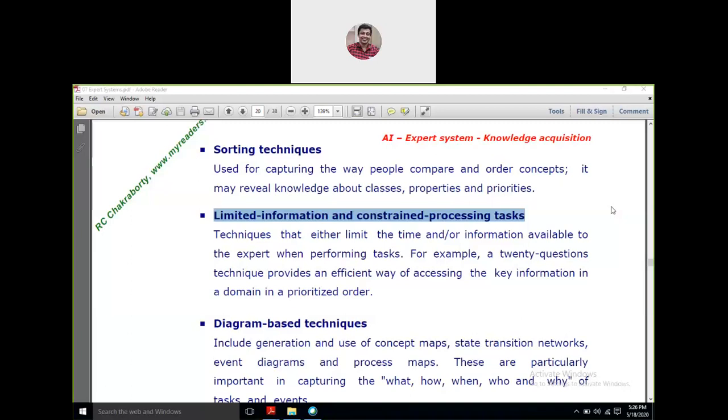Under those cases, we pick up those particular questions, and by picking those particular questions, we can limit that particular individual to answer only those questions which are of value to us, that means value to our expert system that we are modeling.